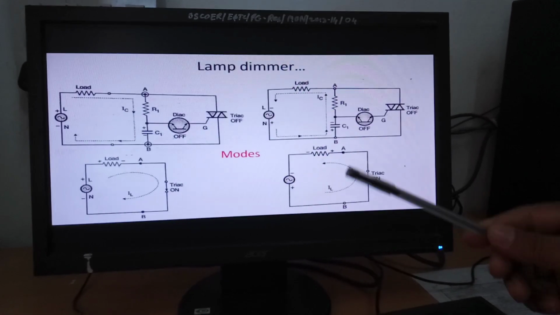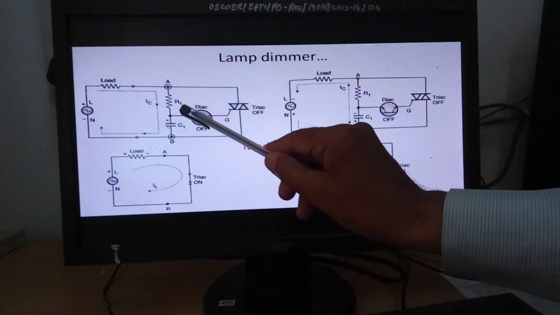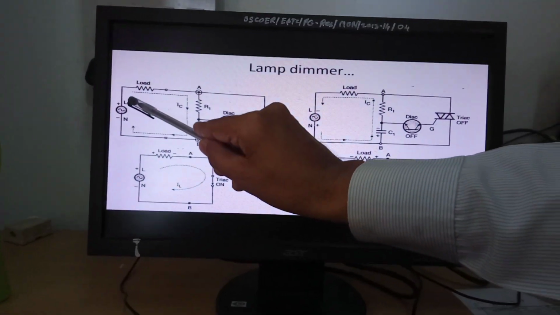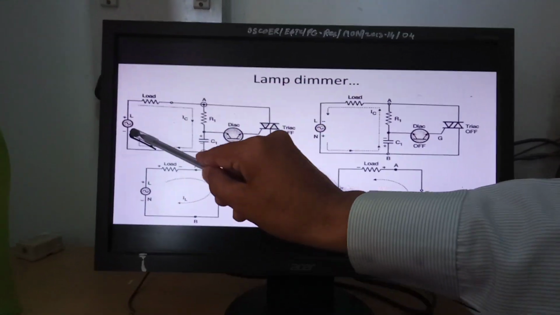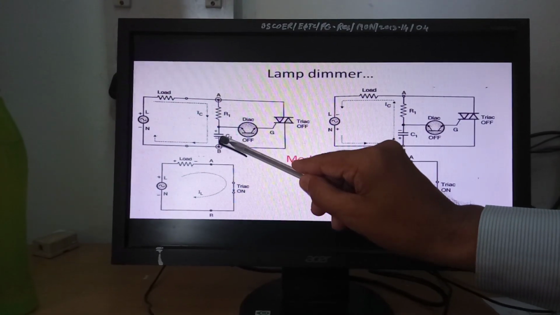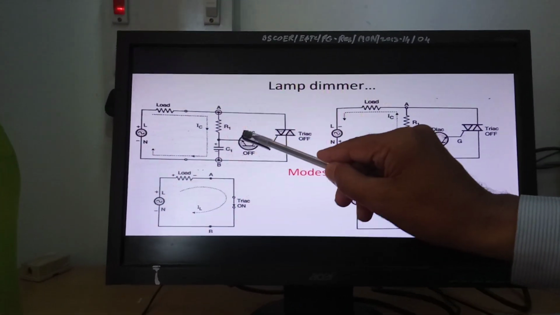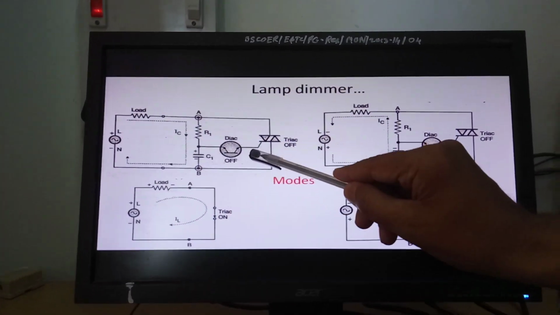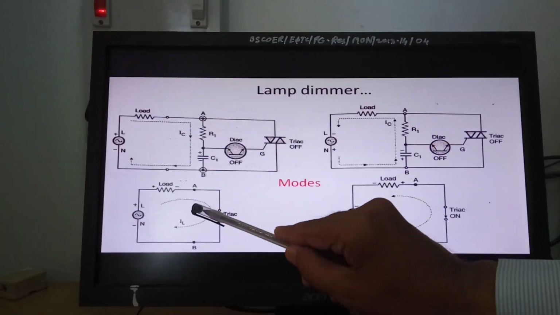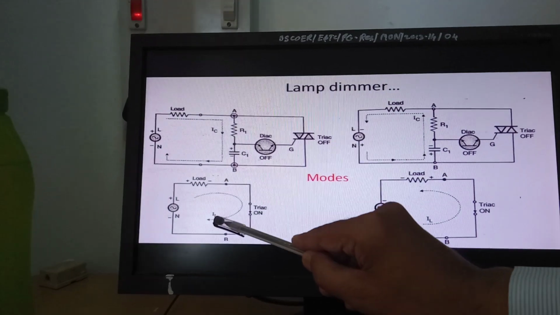If we divide this operation into different modes, this is the first mode of operation, during which this capacitor is getting charged through this resistance R with this polarity, positive and negative. Whenever this voltage is equal to the breakover voltage of this DIAC, it will conduct and load current will flow through the TRIAC by this path. So this is mode 2.